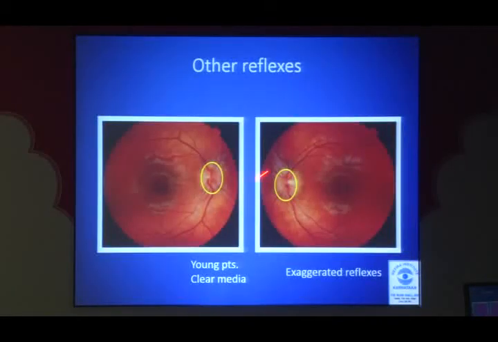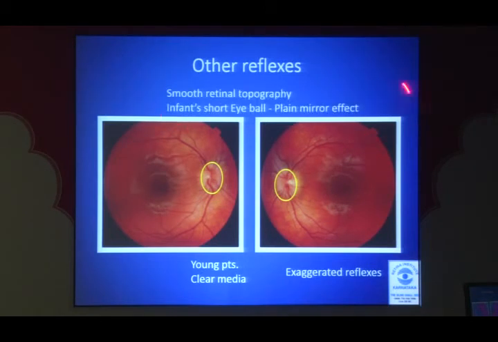Now, the fundus also produces other reflexes, not only the fovea. There are other areas around the disc in the posterior pole. These are exaggerated reflexes that are more often seen in young patients, especially hypermetropes. Probably the reason for seeing these is that there is smooth retinal topography, and the infant's short eyeball, especially in children, has a plane mirror effect. So it's not unusual to see the reflexes in all these other areas of the fundus also.